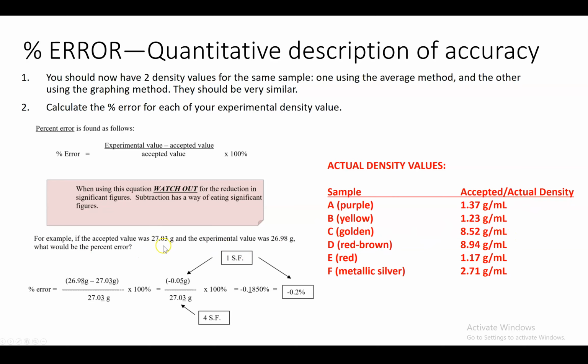Make sure you use significant figures in this calculation. For example, let's say the experimental value is 26.98 and the accepted value is 27.03. To figure out what this percent error would be, you take 26.98, subtract 27.03, divide by 27.03, and multiply by 100. Based on the math we do here, make sure you round, underline how it should be rounded, and finally do the calculation. Round this based on significant figures. Again, there should be 2 percent errors for the two density values that you have.